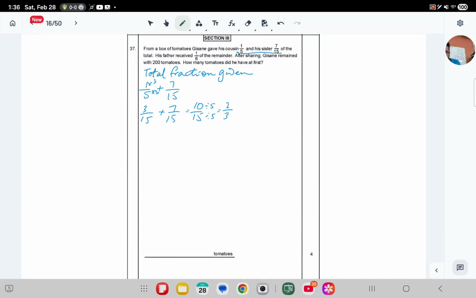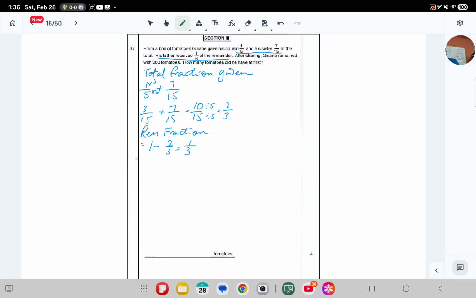Now that we know he gave his cousin and sister a total fraction of 2/3, they said his father received 1/6 of the remainder. So we need to calculate the remaining fraction. And to calculate the remaining fraction, we know that the whole represented as a fraction is 1. So 1 take away the total fraction shared between the cousin and the sister, which is 2/3. And that will give us 1/3.